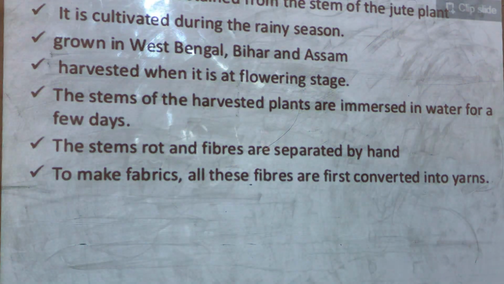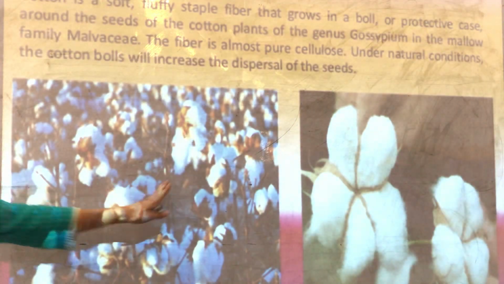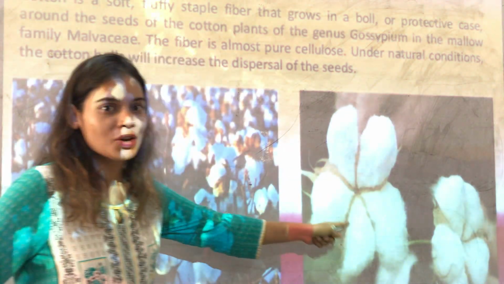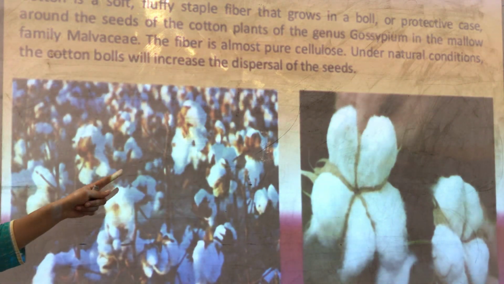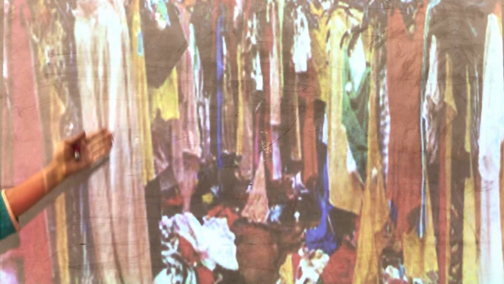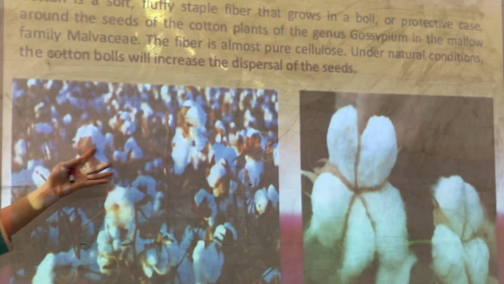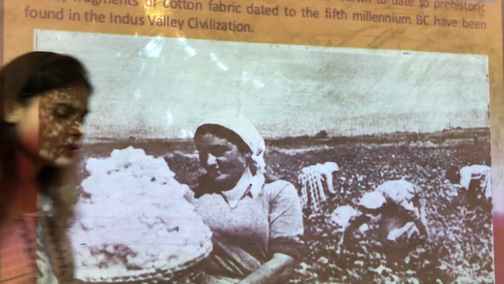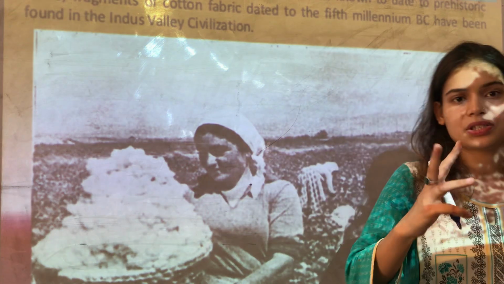Now let us talk about how these cotton flowers can be converted into clothes. Isn't it so magical, children, that these flowers can be made into clothes? What is the process behind it? Well, children, there are basically three processes involved.